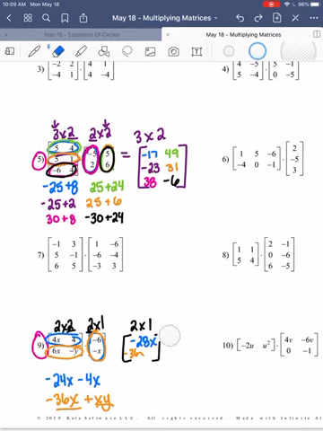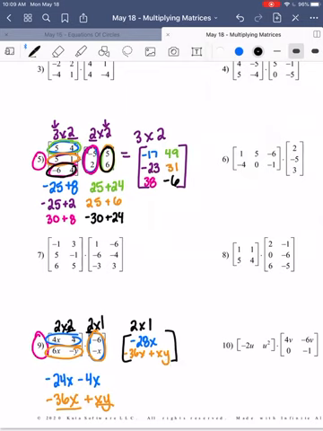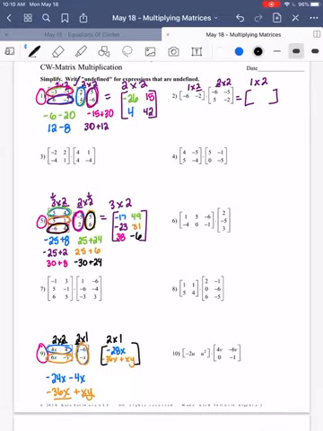Yeah, which is why I told you I thought I might need a little more room, and I did. That's okay. So negative 36x plus xy. That looks like, you know, two terms. And it is two terms, but it's only one entry in the matrix. All right, so there are your answers for 3 of them.